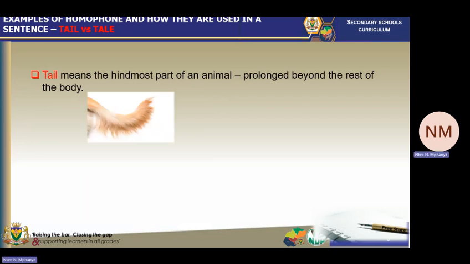We have this tail. The dog wags its tail when it is happy. Can you see? The tail prolongs beyond the rest of the body. You can see the body here, and the tail continues beyond the body. Now, when the dog is happy, it will wag this tail, moving it side to side or sideways.